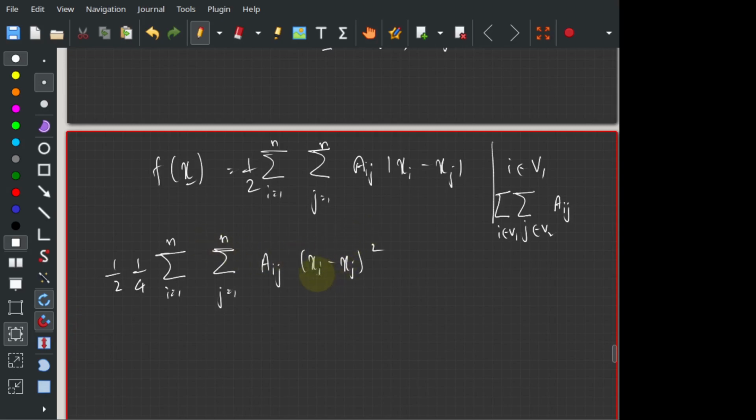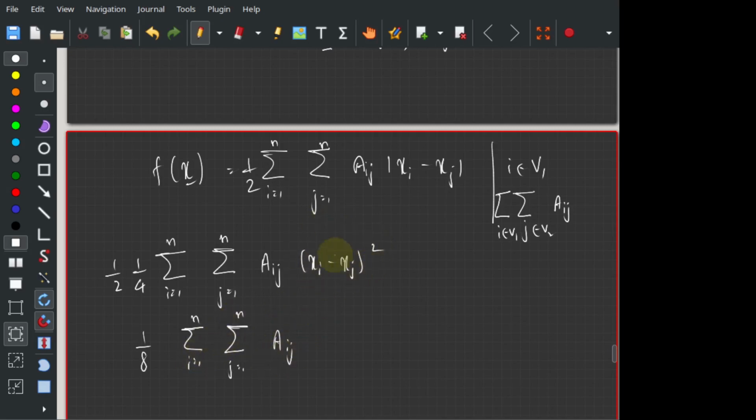Okay, when xi is not equal to xj, basically we want to count a 1. And whenever xi is not equal to xj, xi minus xj is what? It's either 2 or minus 2, and when you square, you get a 4. Okay? Fine. So it's some constant times summation i equal to 1 to n, summation j equal to 1 to n, aij, xi minus xj the whole square.